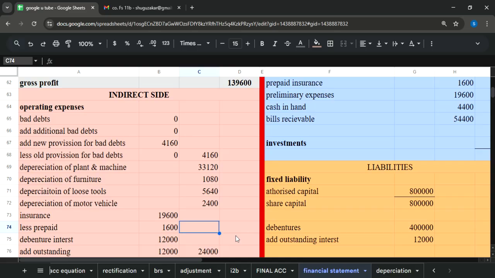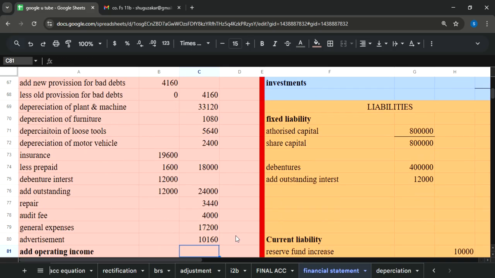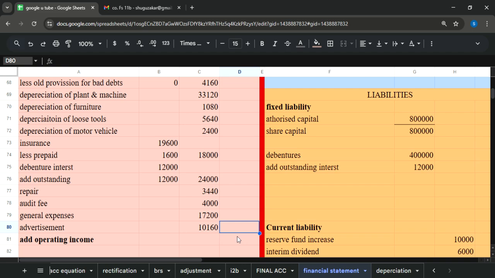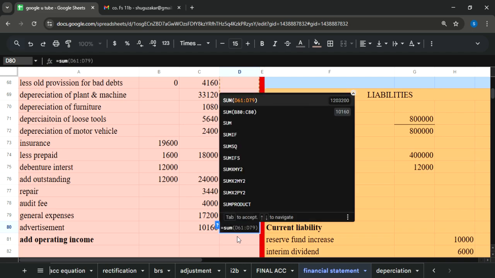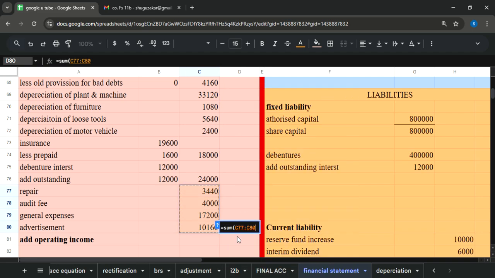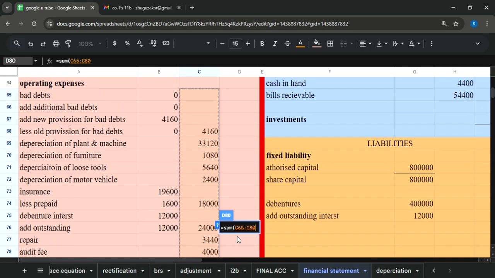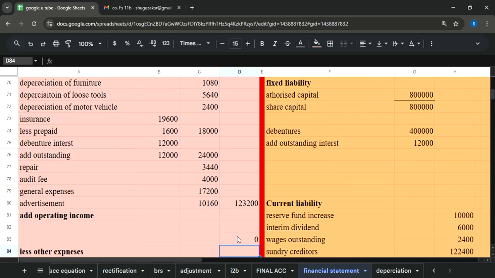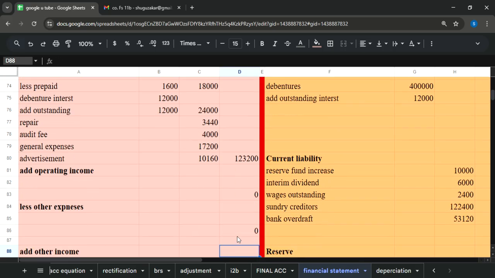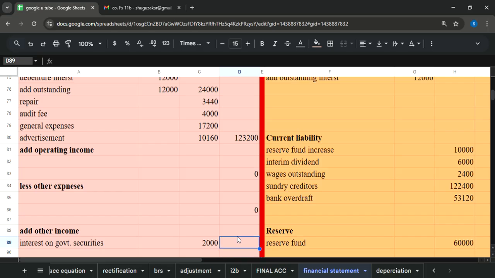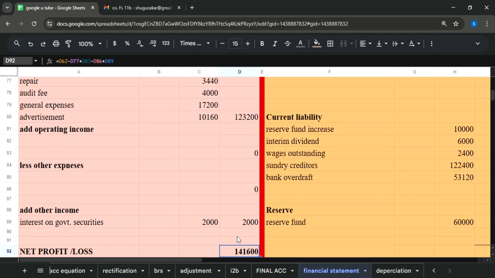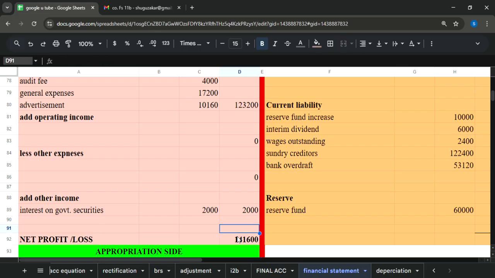Insurance, total amount less its prepaid. Debenture interest is okay, and the remaining parts are written directly, which means we can take the sum of all operating expenses. Calculated. No operating income, no other expenses, and we have other income. It means net profit we can now calculate.